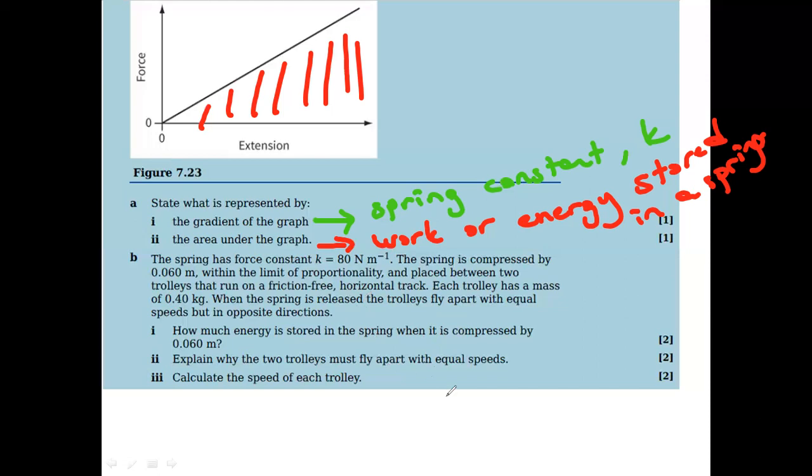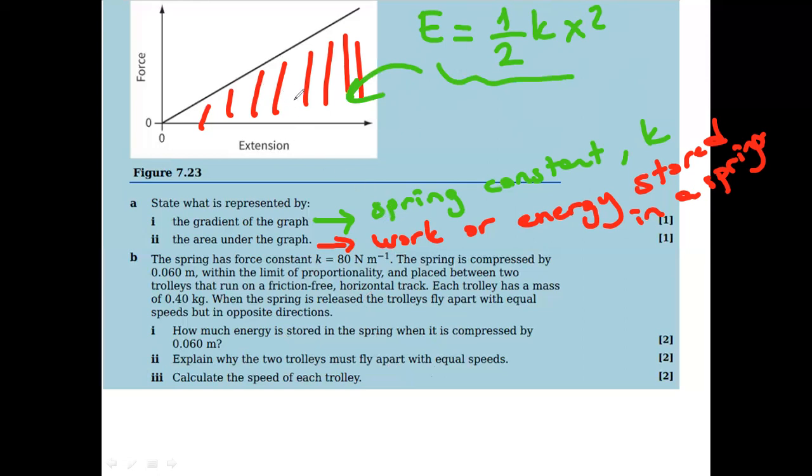Actually, we haven't seen that equation, but it will be on coming slides, but we can write it down now. So when we have springs, the energy stored in a spring, there's an equation for that one. The energy stored in a spring is equal to 1/2 times K times X squared. That one is going to be the equation. Or we can also get this equation by using the graph.